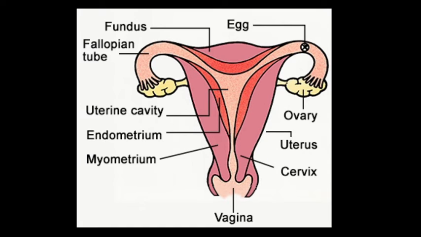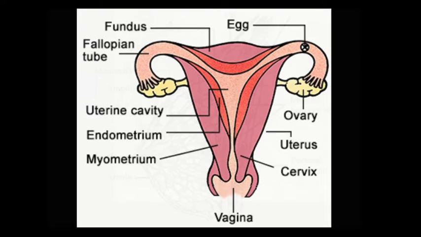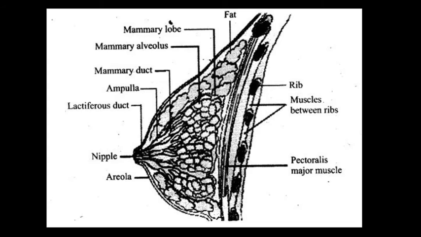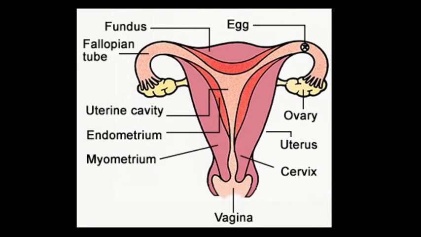Okay, now next is the cervix. The cervix plays a very important part because it is a narrow canal connecting the uterus to the vagina. The cavity of the cervix is called the cervical canal. We also call it the birth canal, because the cervical canal along with the vagina forms the birth canal of the baby. Okay, now that's all about the accessory ducts.